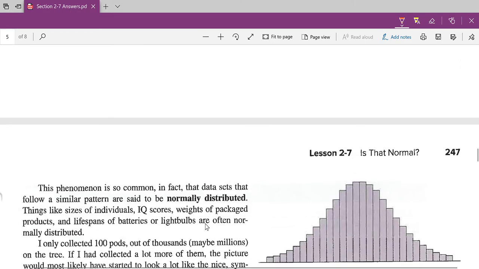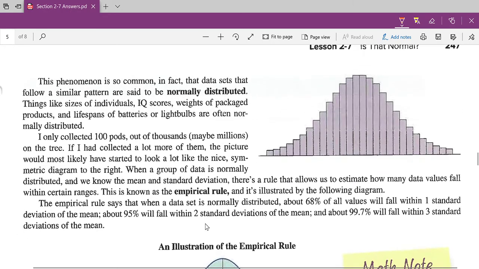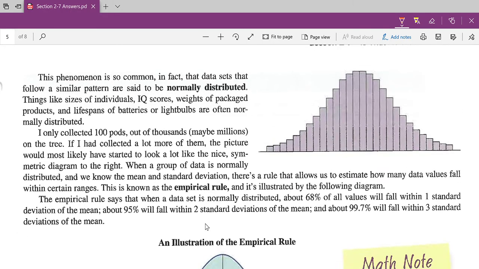Turn the page to page 247. This phenomenon is so common, in fact, that data sets that follow a similar pattern are said to be normally distributed. Things like sizes of individuals, IQ scores, weights of packaged products, and lifespans of batteries or light bulbs are often normally distributed. The seed pod example only had 100 pods. If there were a whole lot more, it would look much more like the normal distribution.